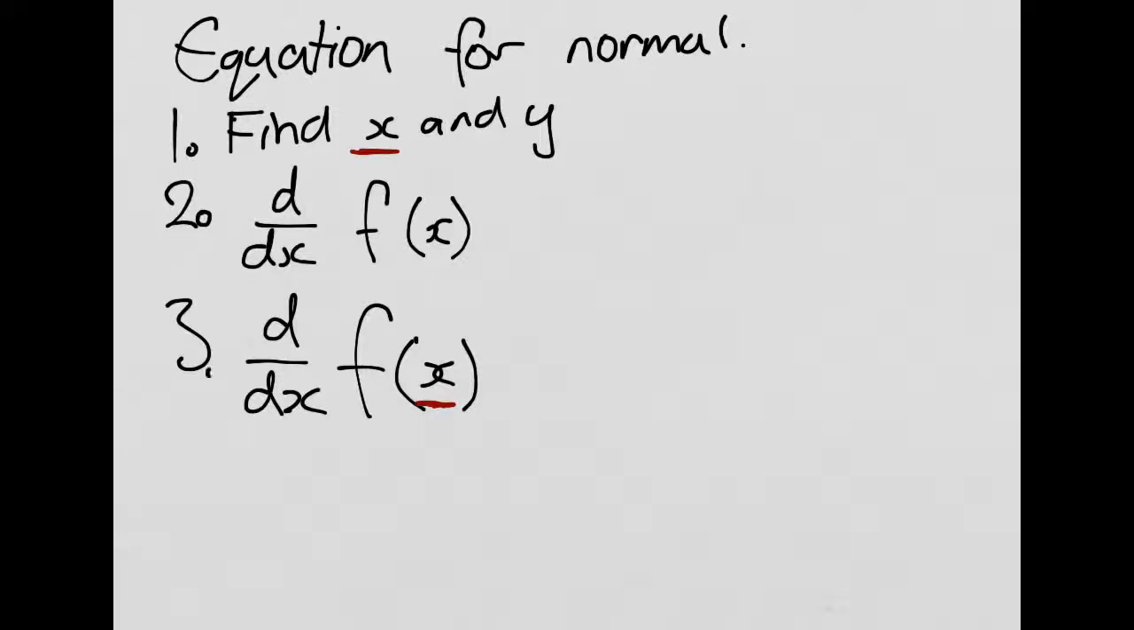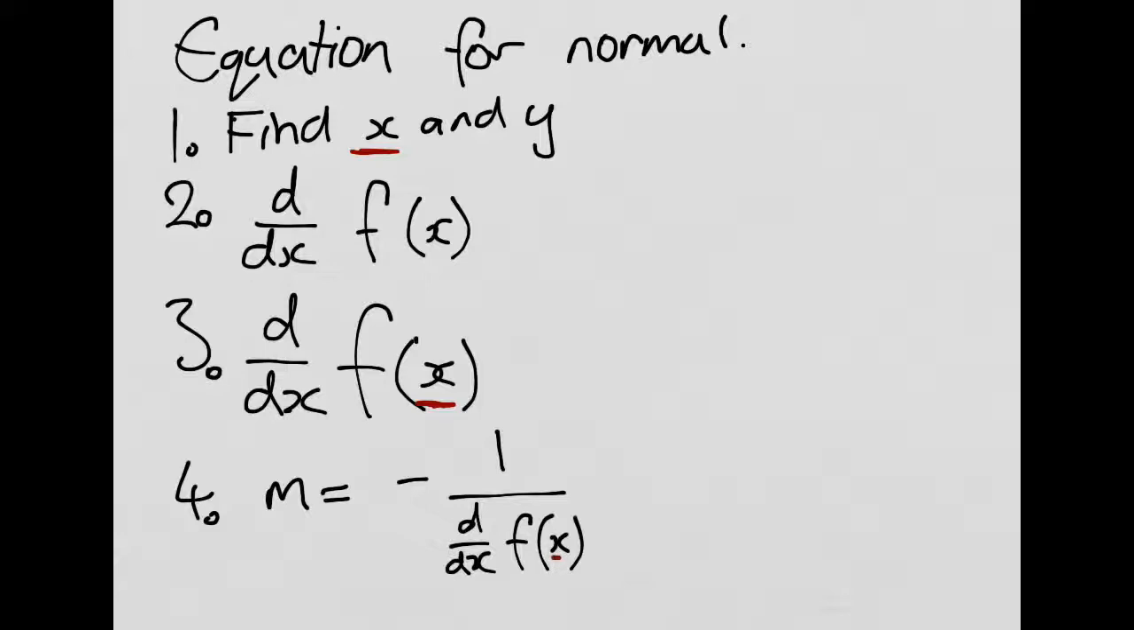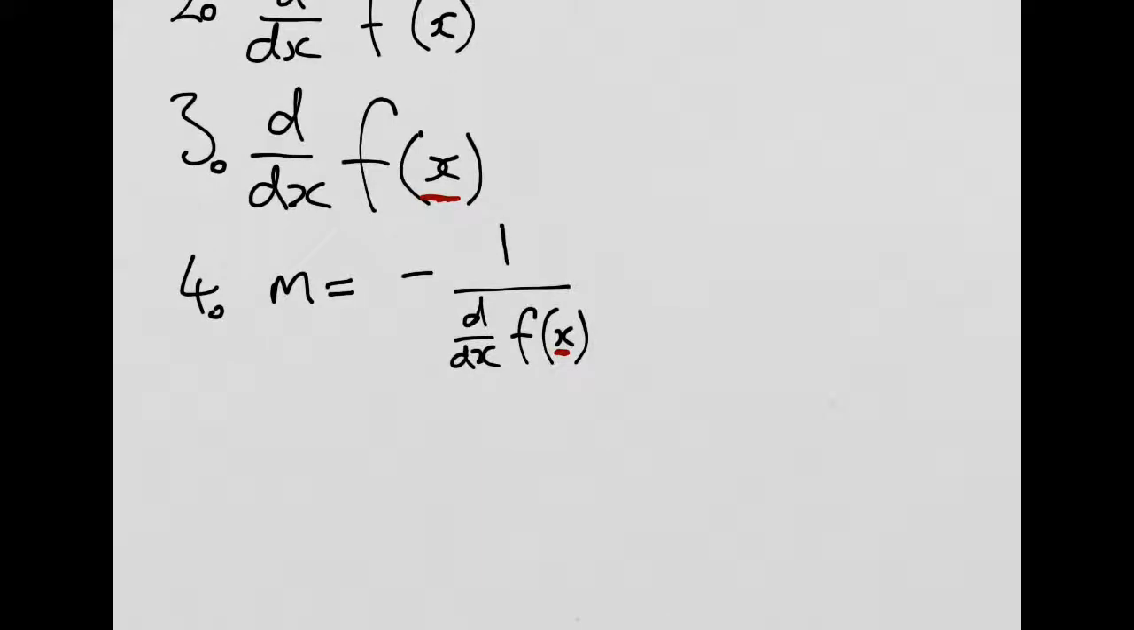This is where things start to change. For step 4, we need to calculate the slope of the normal. The slope of the normal is given by the negative 1 over our calculated derivative. After that, we can then put it into our equation for the straight line, which is y minus y1 equals m outside of x minus x1.